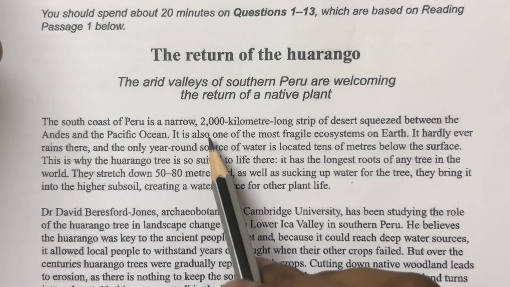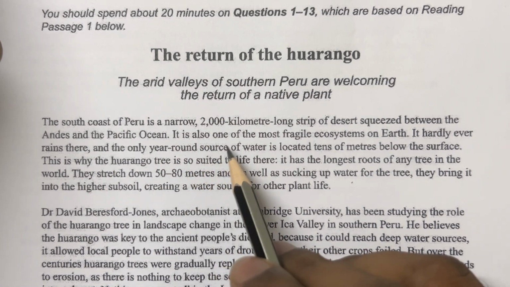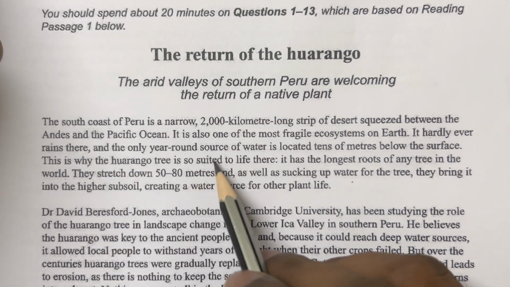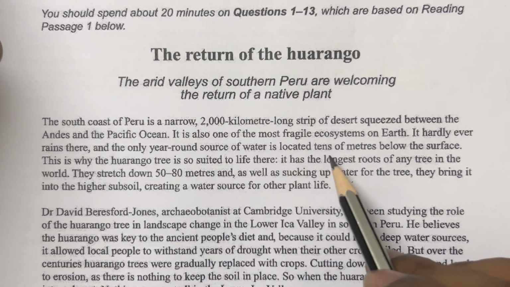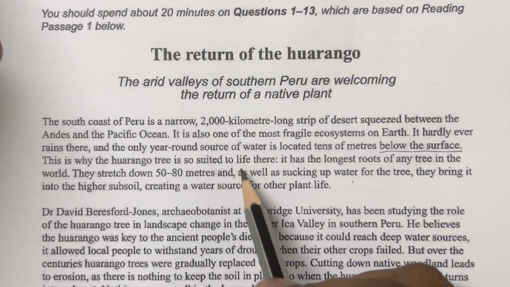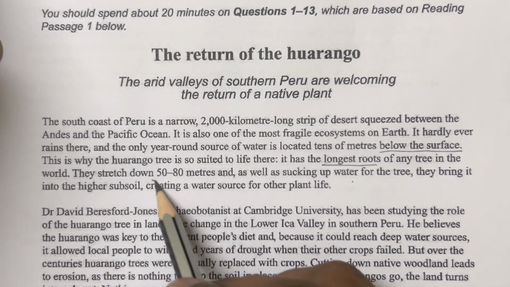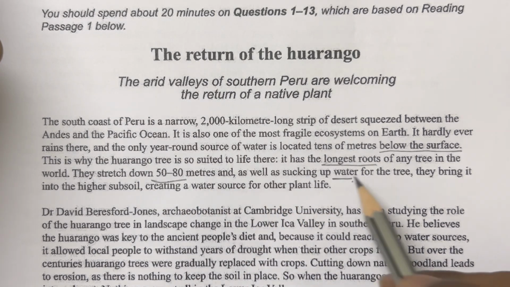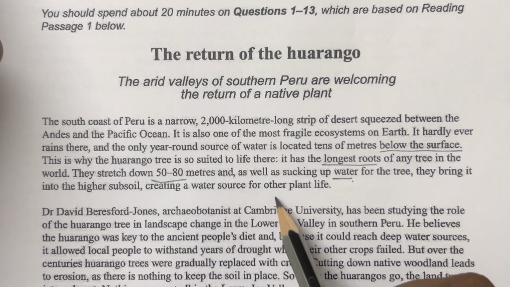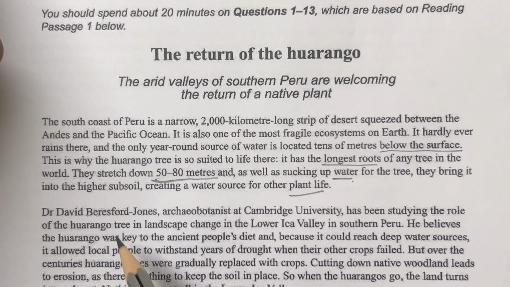Coast of Peru is a narrow 2000 kilometer long strip of desert squeezed between the Andes and the Pacific Ocean. It is also one of the most fragile ecosystems on Earth. It hardly ever rains there, and the only year-round source of water is located tens of meters below the surface. This is why the Hurango tree is so suited to live there. It has the longest roots of any tree in the world. They stretch down 50 to 80 meters and as well as sucking up water for the tree, they bring it into the higher subsoil, creating a water source for other plant life. So here is our first hint. It can stretch down up to 50 to 80 meters, right?